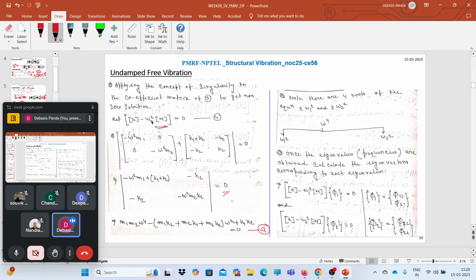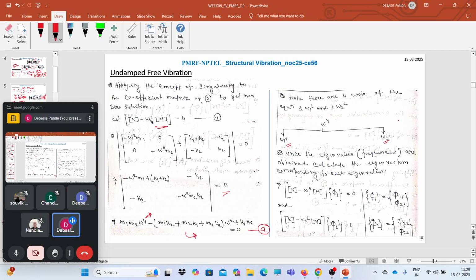it's easy to figure out how this equation will look. Now the point is, when we solve this equation, we will have four roots. We have omega 4 square, that means omega to the power 4. That means we have two roots: one is omega 1 square, that means plus minus omega 1 square, and one is plus minus omega 2 square.